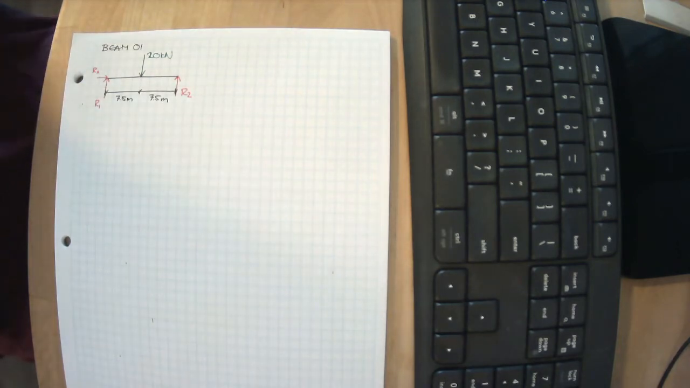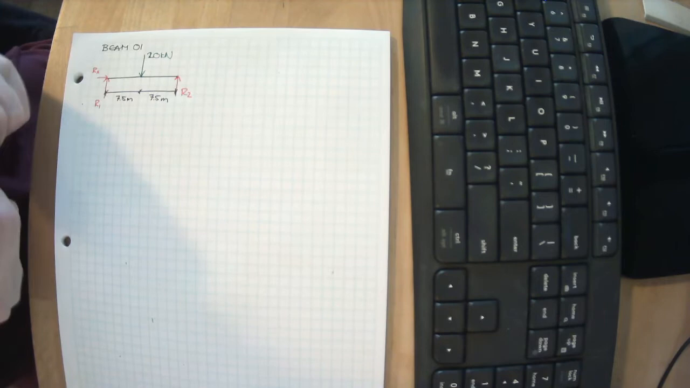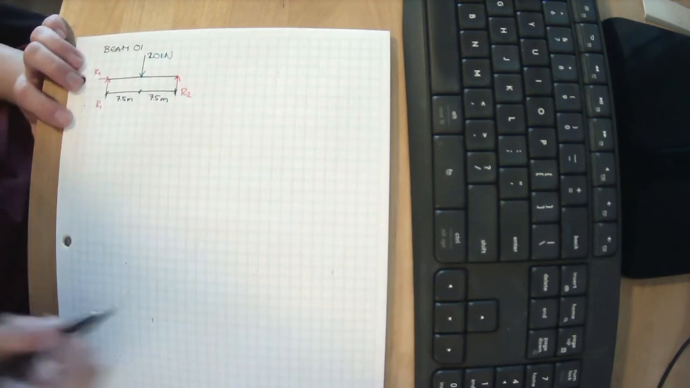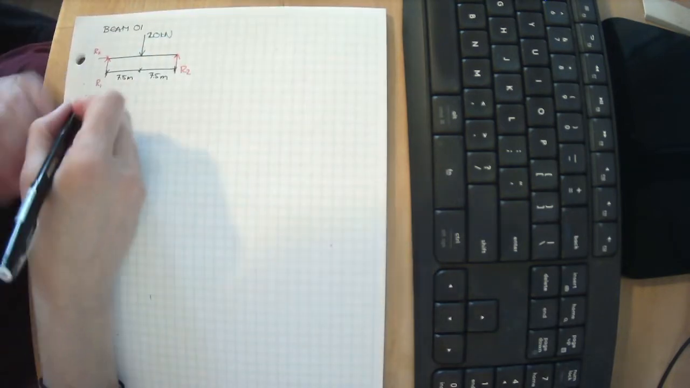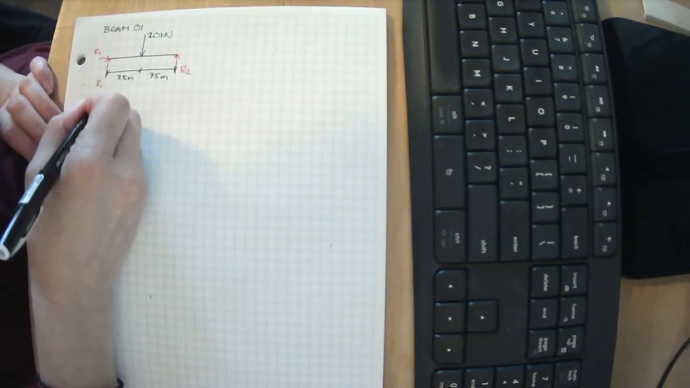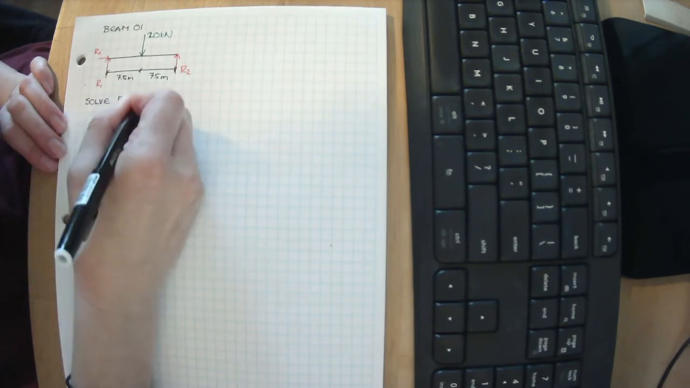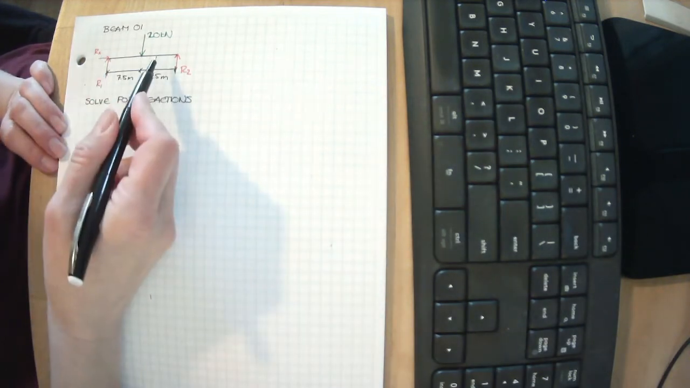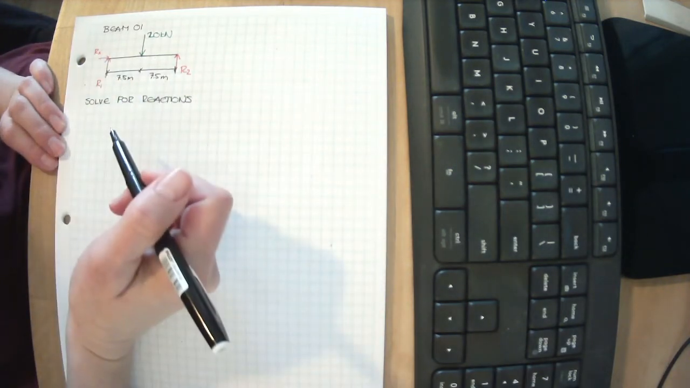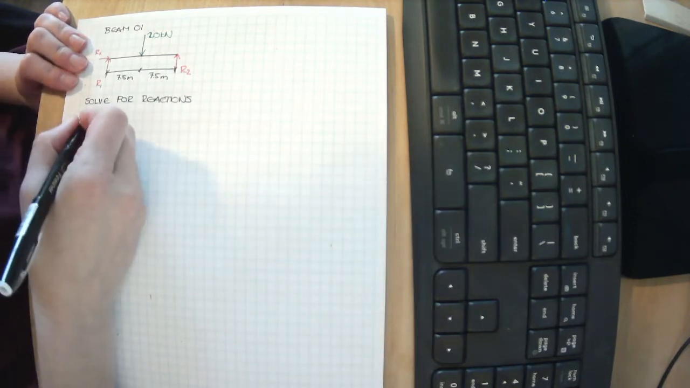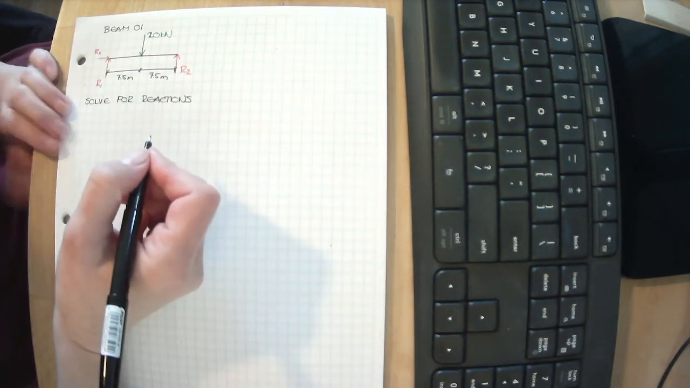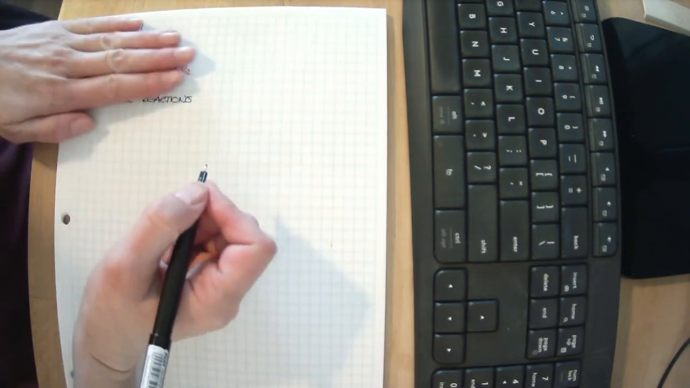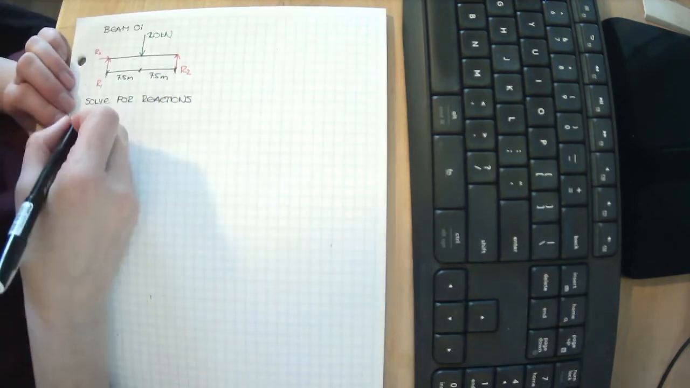Step 1, we need to figure out what the reactions are for this. So I guess step 1 was draw the free body diagram. Step 2 is solve for the reactions. We can't solve for the internal forces if we don't know what the external reactions are. Luckily we have 3 handy equations to make sure that this isn't moving up and down, sliding back and forth, or spinning in space.